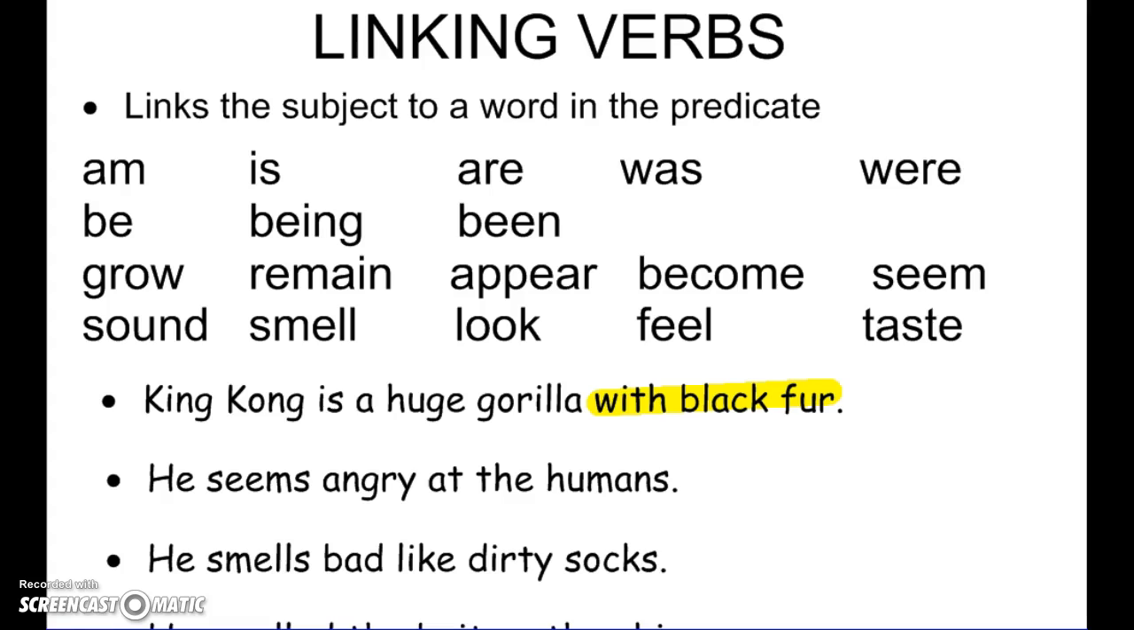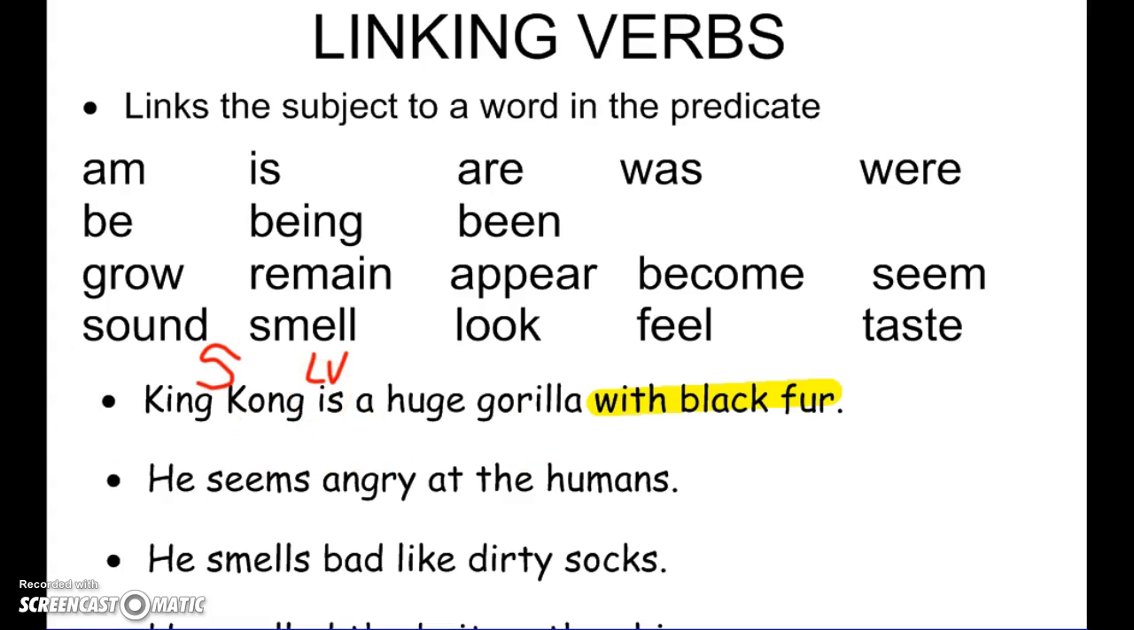King Kong is a huge gorilla. I look for my subject. Who is it about? King Kong. And for right now, let's just identify one of our linking verbs that's in the sentence, and it's is. King Kong is. Technically, that's really all you need to have a complete sentence, a subject and a verb.